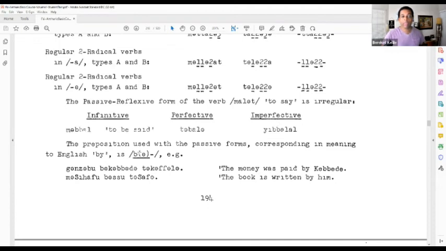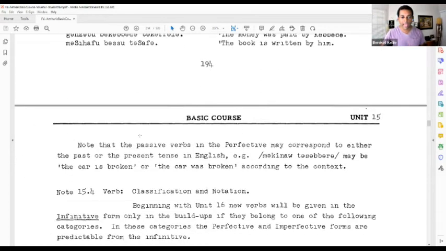And the preposition ba used with the passive forms corresponds in that meaning to the English meaning by. So when that passive reflexive form is used in those examples, like takafala, it was paid. By whom? By kabara, kabara takafala. Or the book was written to Safa by him, basun. So it means by in that case.